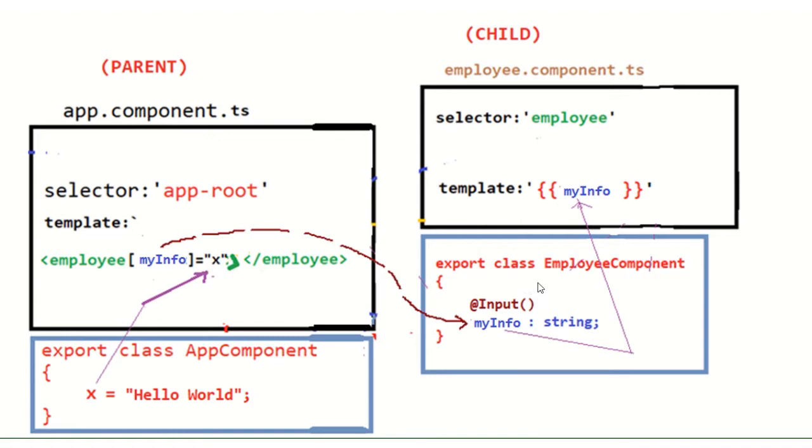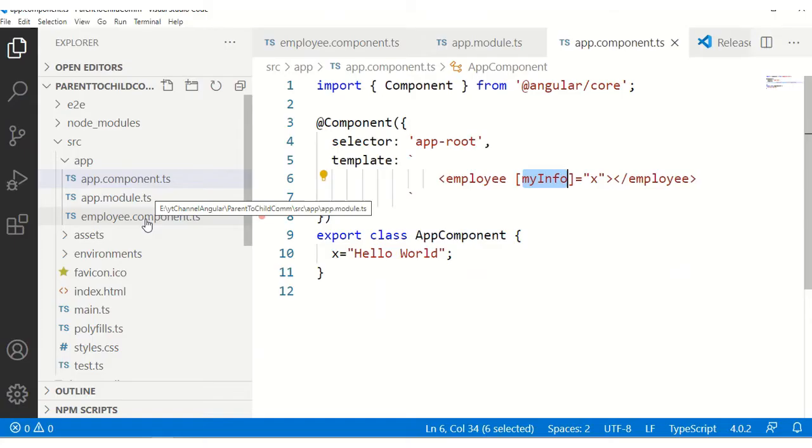This is a decorator, and this Input decorator is saying that this is an input variable from some other component. So from the other component, if I use this selector, then via this selector the value comes in as an input. Okay, so then we will go to the code and write it.